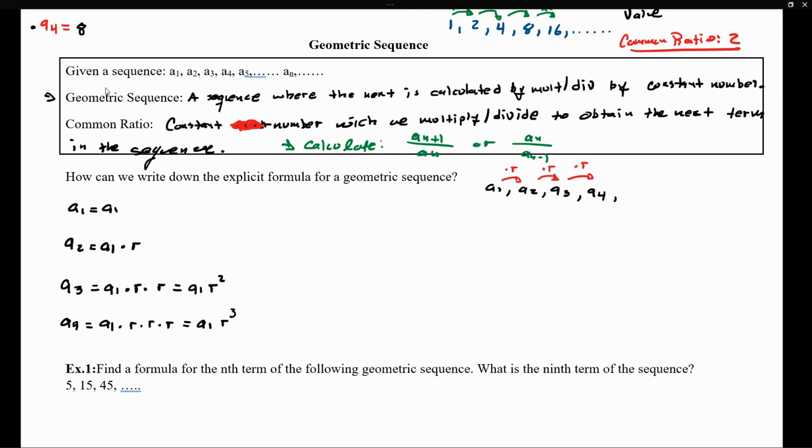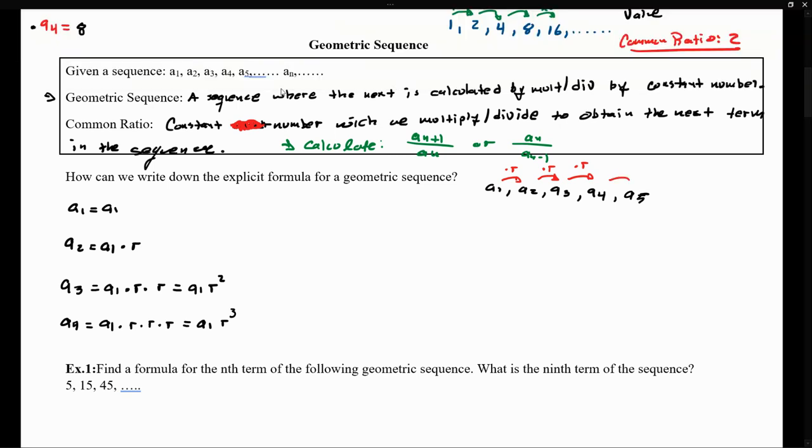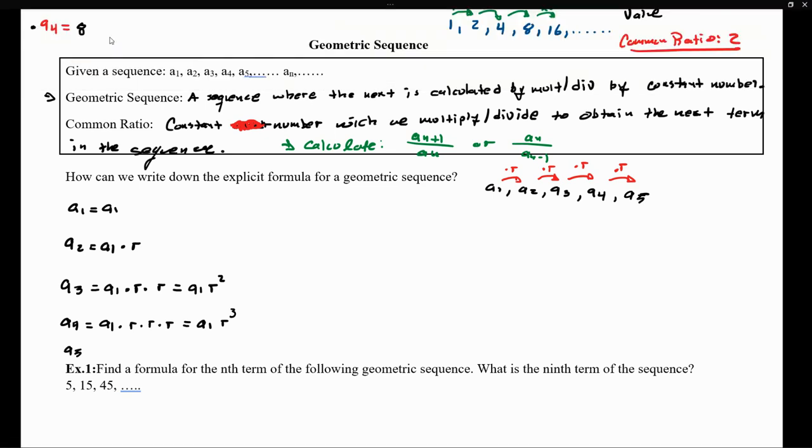And let's just do one more. So to get to the fifth term, all we have to do is get the fourth term and multiply by this common ratio. So we can say that the fifth term can be defined as the fourth term times a ratio, or we could say that it is the first term times 1, 2, 3, 4 of those ratios, which is equivalent to just the first term times the ratio to the fourth.